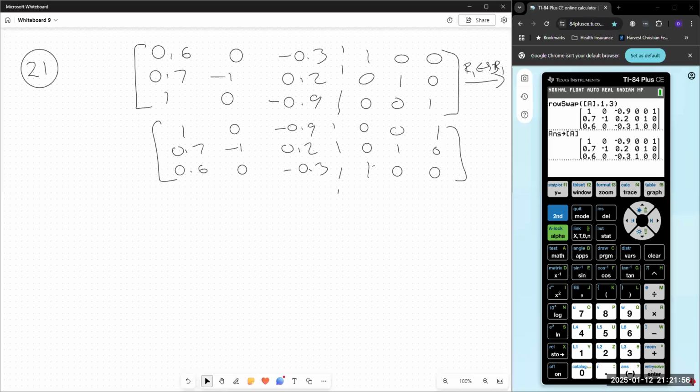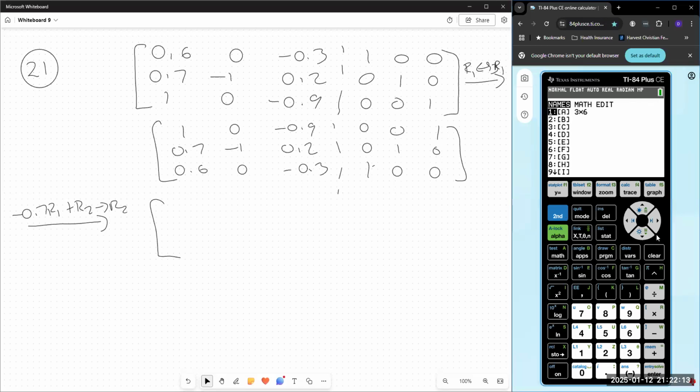Okay. So we have, let's take negative 7/10 times row 1 plus row 2 to produce a new row 2. So second matrix math, times plus, so negative 0.7, comma, second matrix A, row 1 is multiplied, adding it to row 2 to produce a new row 2, like that.